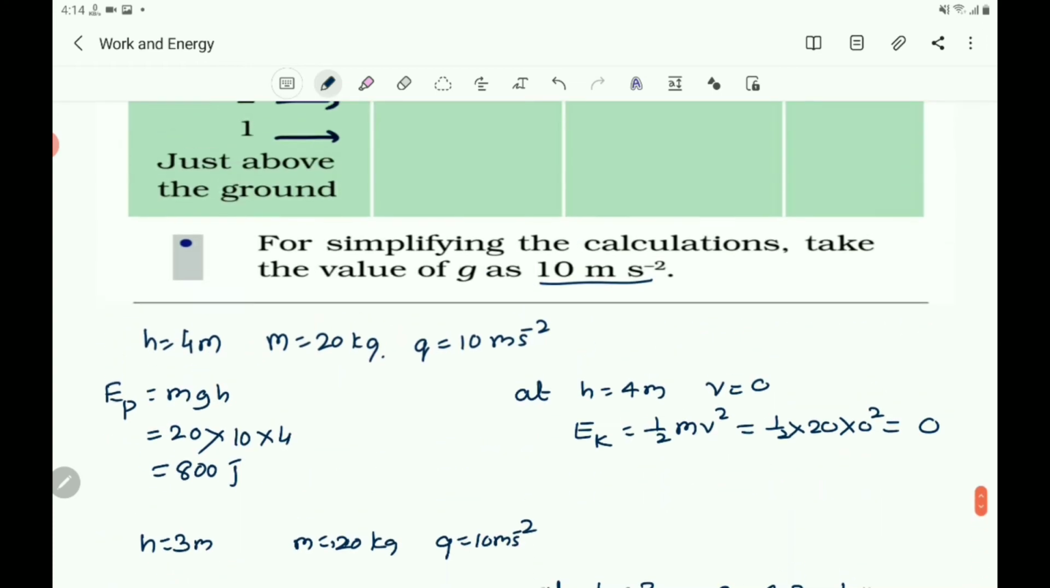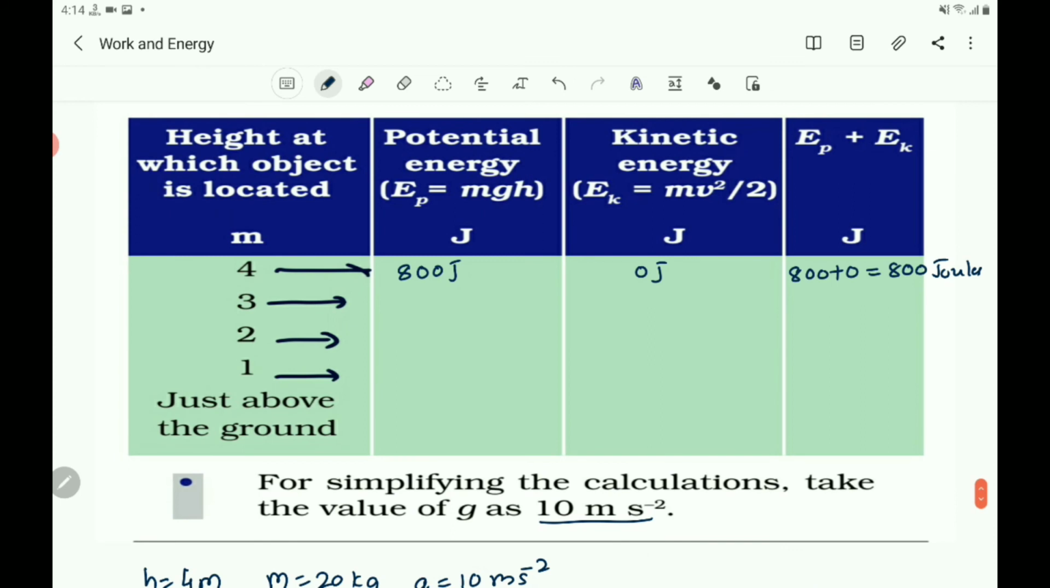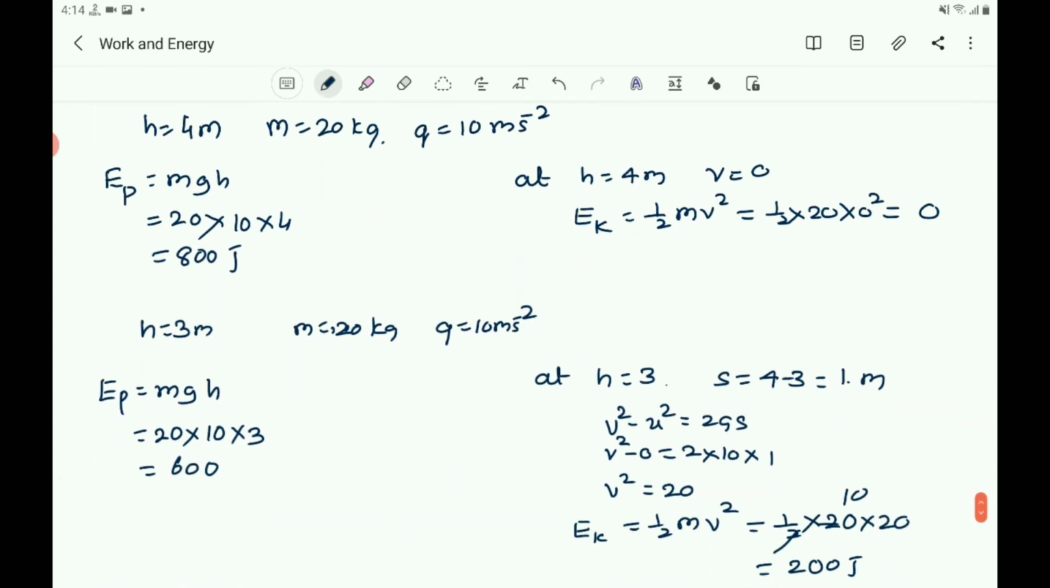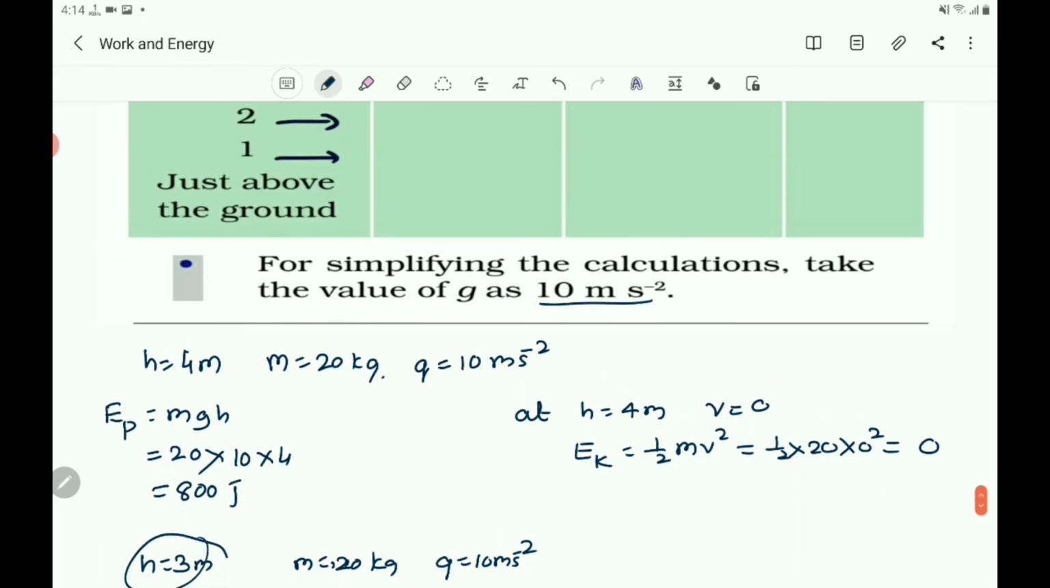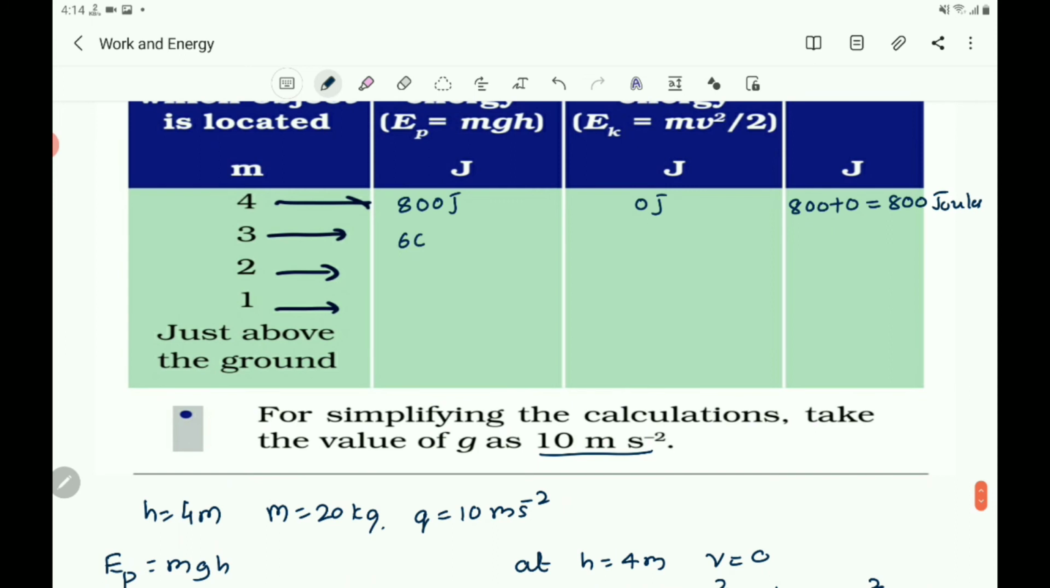So second, you write here, at the height 3 m, Ep is 600 and Ek is 200. So write 600 joule, 200 joule. Then you will get 600 plus 200 equals 800 joules.